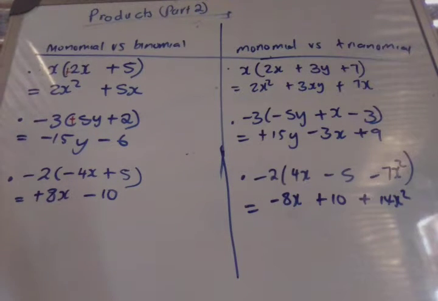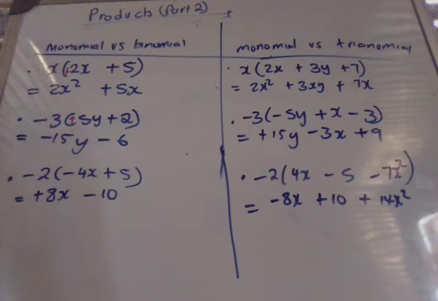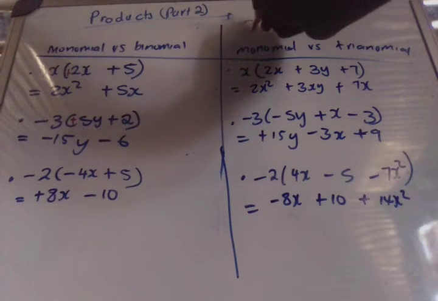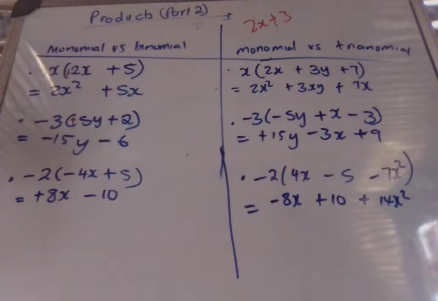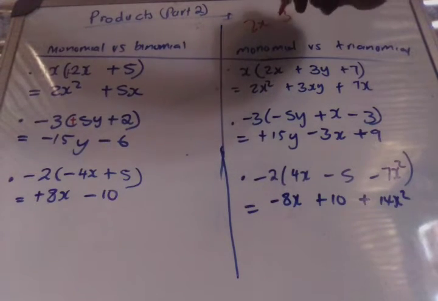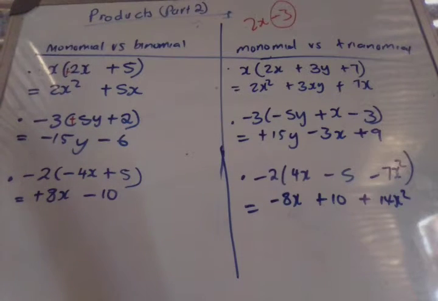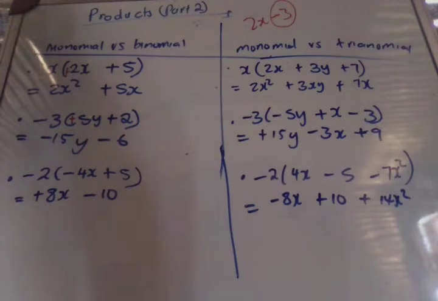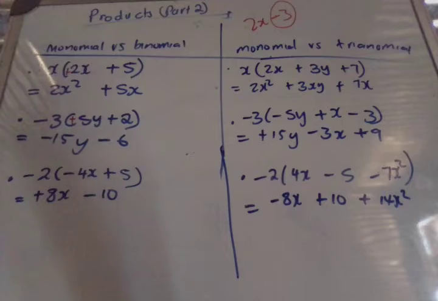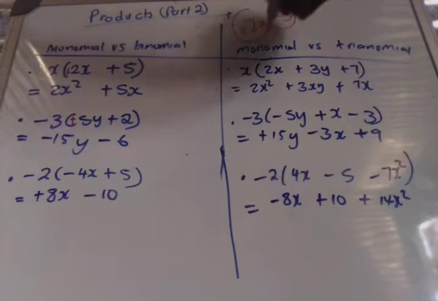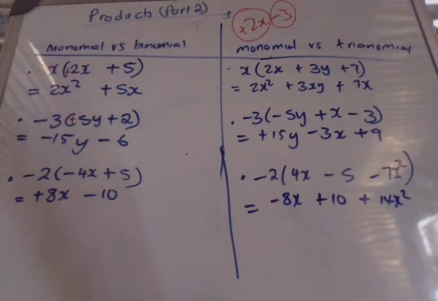The other thing you need to bear in mind is that if you have a term like 2x minus 3, clearly we know the sign of negative 3, but the sign of 2x is not given. If it's like this, you just assume that the sign is positive. Is that okay? I hope so. If they didn't give you any sign, just assume the sign is positive. So let's get right into it.